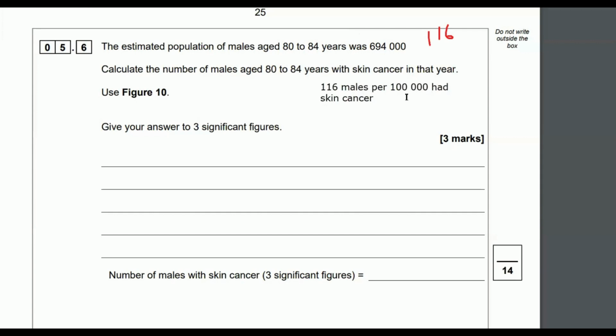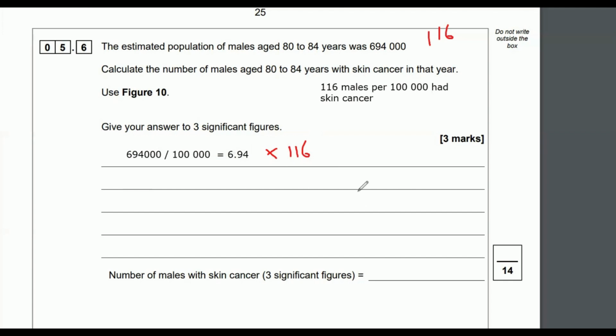There's a total of 694,000 males. How many altogether have skin cancer? Well, we want to do 694,000. I'm going to divide that by 100,000. That gives me 6.94. You don't need that multiple because you're just going to then times that by 116. And why do we do that? Well, if 100,000 has 116, then I want to find out how many 100,000s are in 694,000. There's 6.94 100,000s in there. So 6.94 lots of 116.